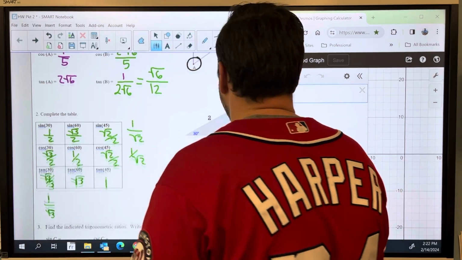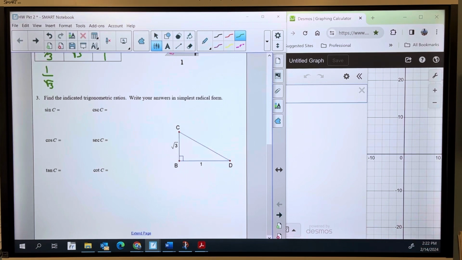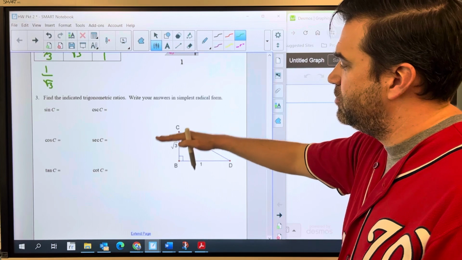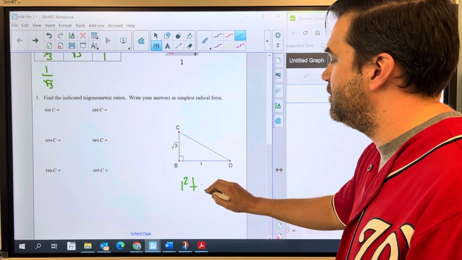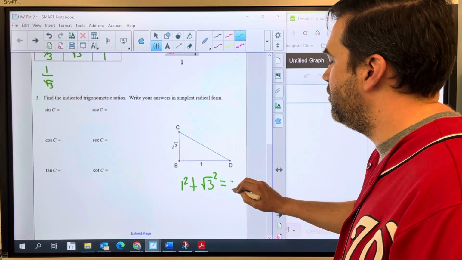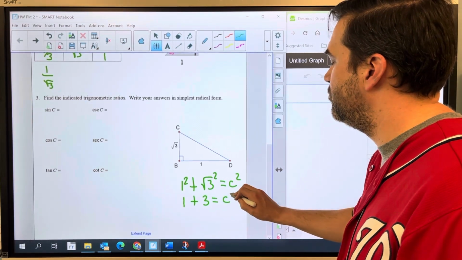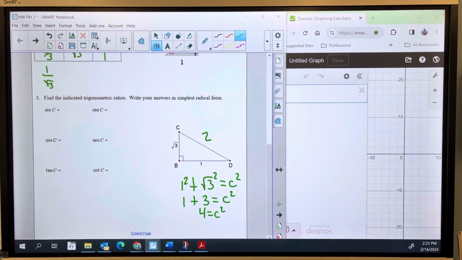And finally, for our trick, we've got sine, cosine, tangent again for this triangle, and then cosecant, secant, and cotangent. Those are those reciprocal trig values. So I'm going to go ahead and solve for that hypotenuse side before I do anything else. 1 squared plus square root of 3 squared will equal c squared. 1 plus 3 equals c squared. So 4 equals c squared, or 2. Oh, what do you know? 30, 60, 90 triangle. All right.